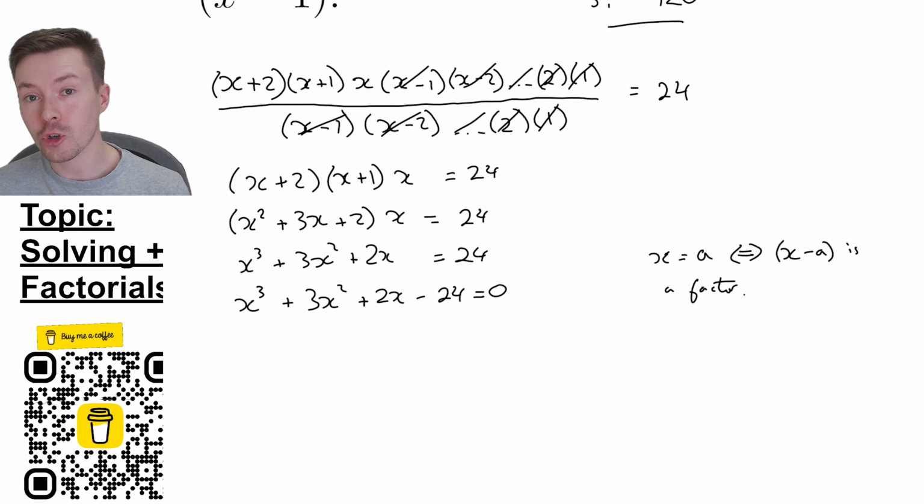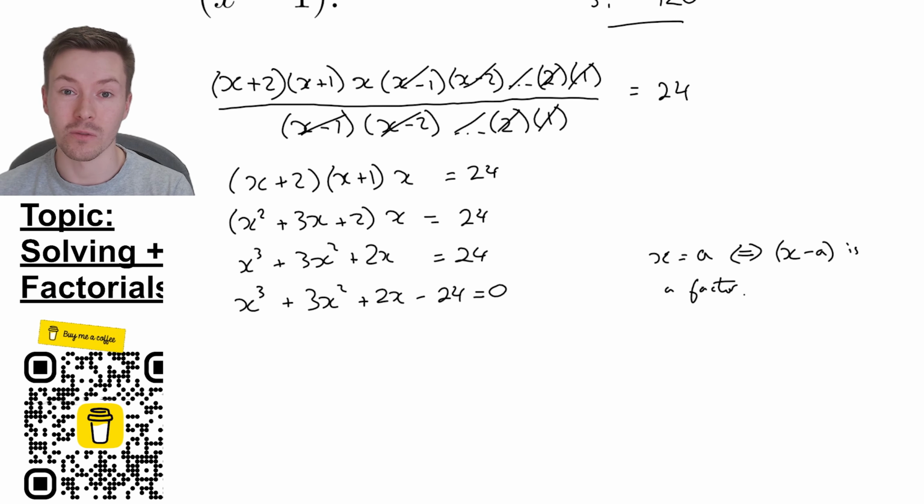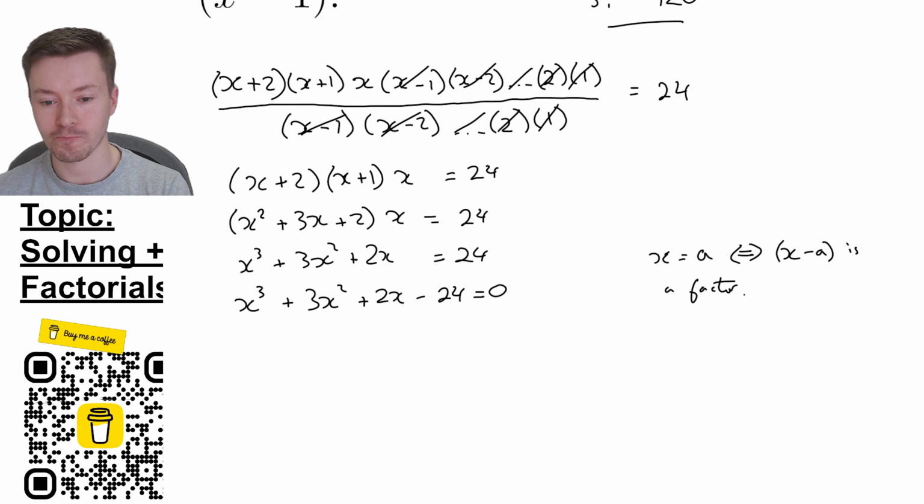I'm just going to try any number for x. I'm assuming that there will be a whole number solution for x. So I can try 0: 0 cubed, plus 3 lots of 0 squared, plus 2 lots of 0, that'll all be 0, minus 24 won't give me an answer of 0. And then I could try something else. I could try 1, negative 1, 2, 3, things like that.